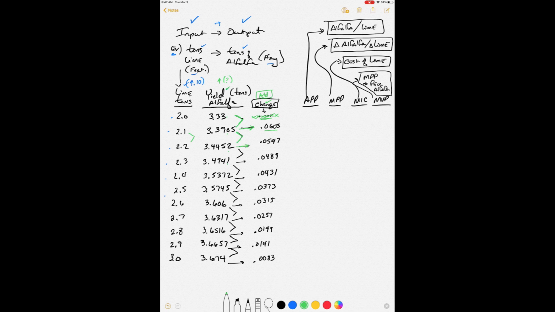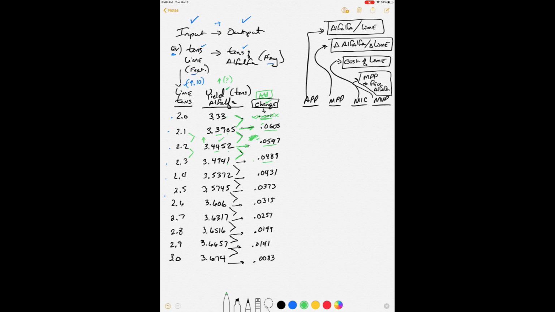So the next level goes a little bit more. 2.1 to 2.2 goes from 3.3905 to 3.4452, and that gives us a little bit more, 0.0547. If you keep going through there, production goes up each time. Now, the change does not quite go up as much each time. In fact, you can see it's 0.06, 0.05, 0.04. So you can see those change each time.